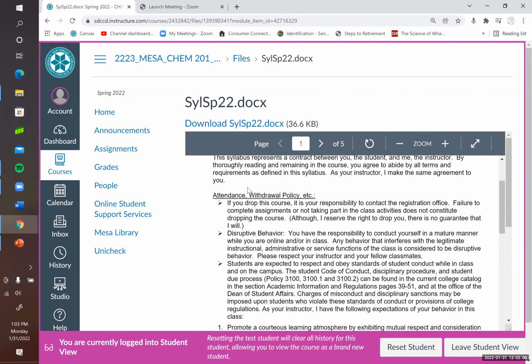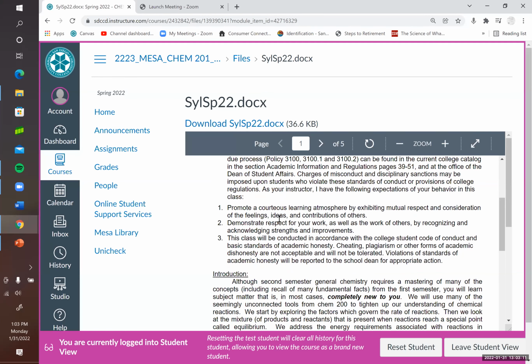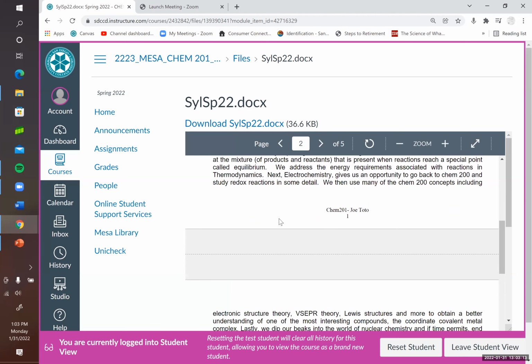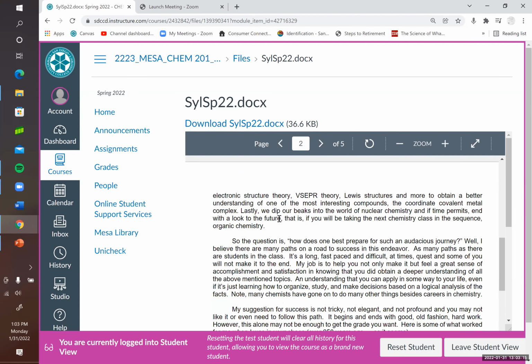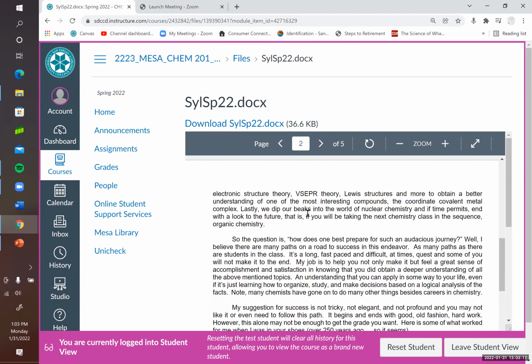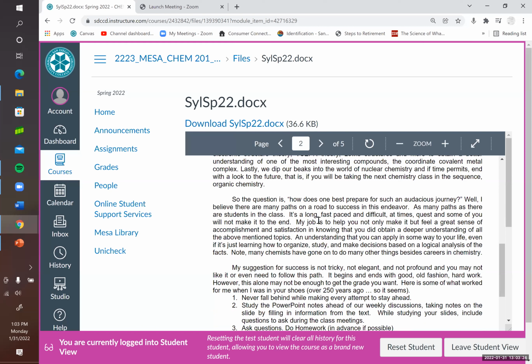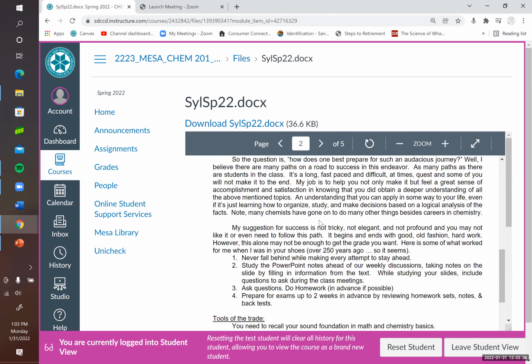All right, so the rest of the syllabus is the normal attendance and withdrawal stuff, which you can read through. There's a little blurb of what we're going to cover, and how it connects to Chem 200, which we use as a basis. You may need to go back to some of the definitions that you learned in Chem 200.